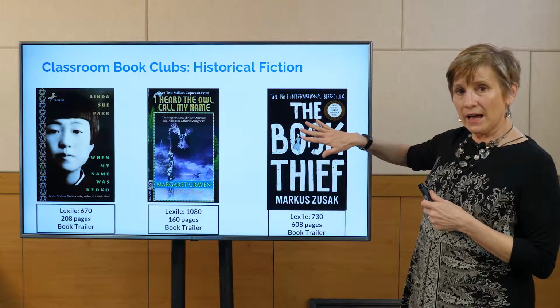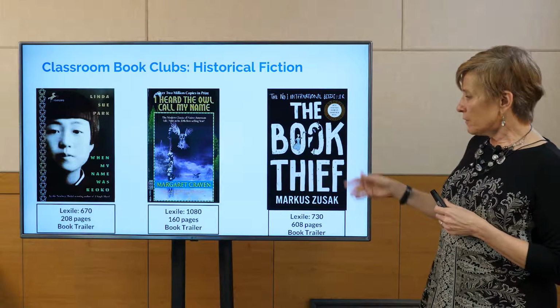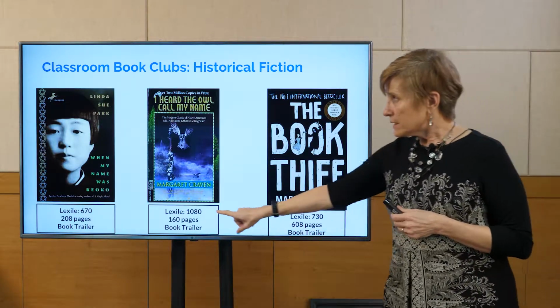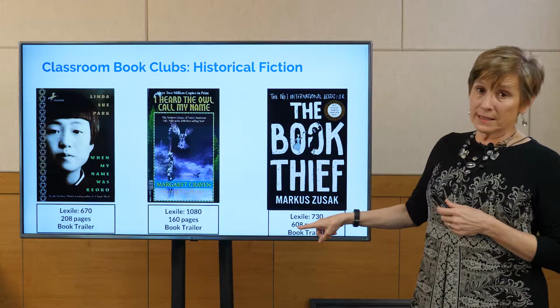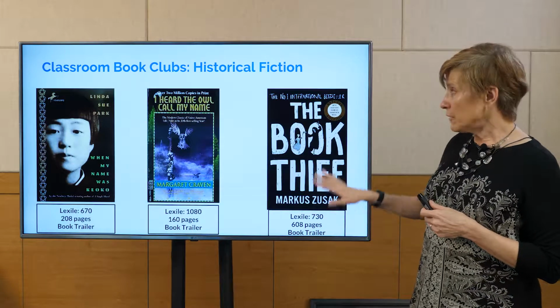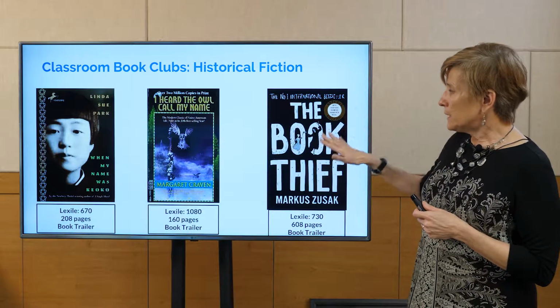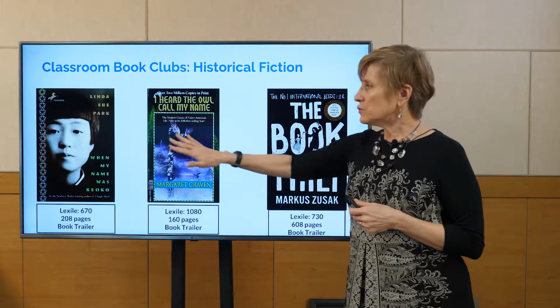You might have your avid readers or your really strong readers. They might go for The Book Thief. The Book Thief is actually simpler than I Heard the Owl Call My Name, but it is 608 pages. You can't expect your entire class to read this book. So you're giving student choice.